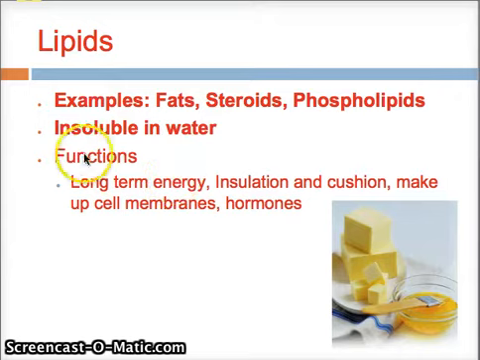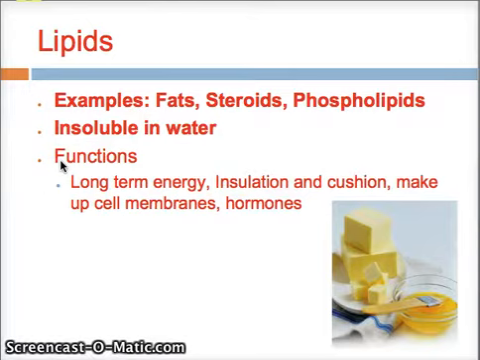Now, these guys are insoluble in water. What does that mean? It's not going to dissolve in water. At some point in your life, you probably stuck either some salad dressing or some oil in water and tried to shake it up. You saw the two separate, right? Well, that's insolubility. That's what that property is, the fact that those two things separate.